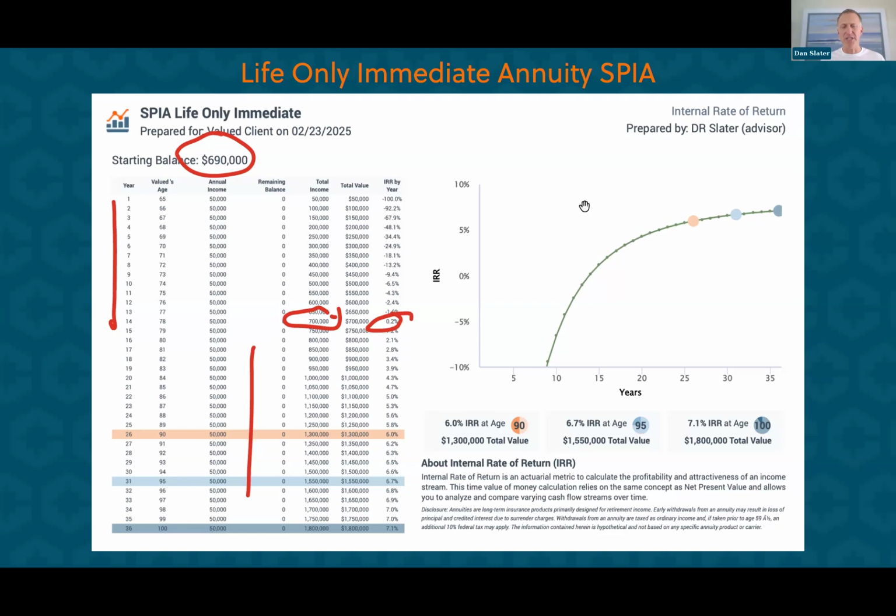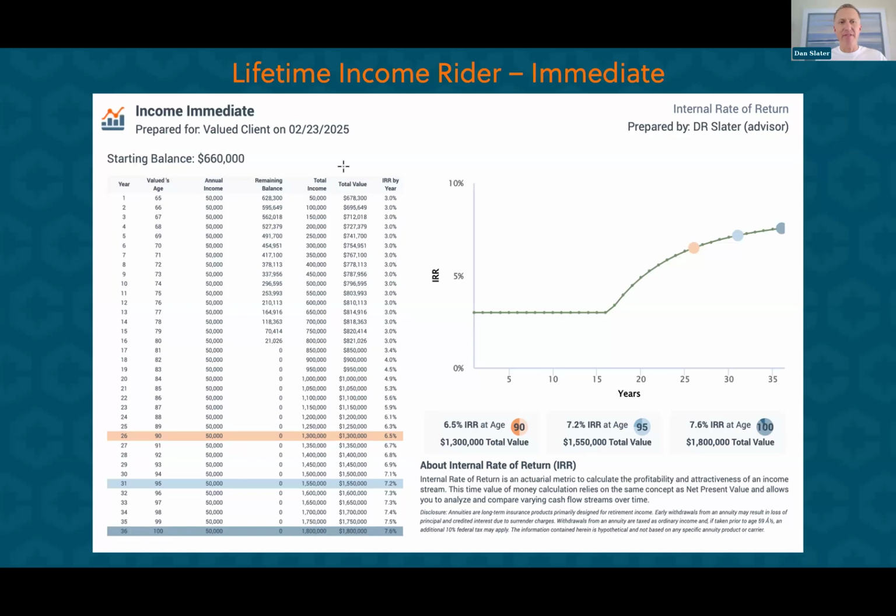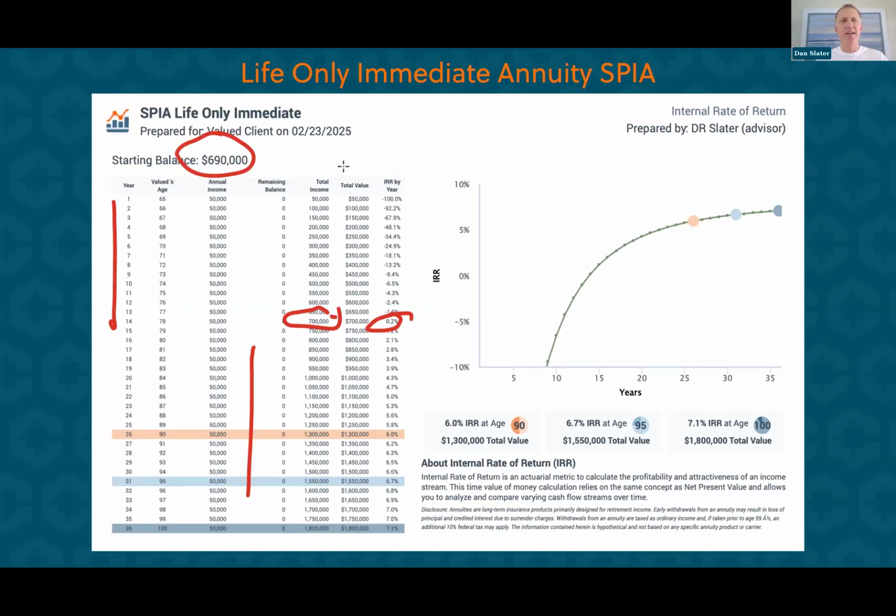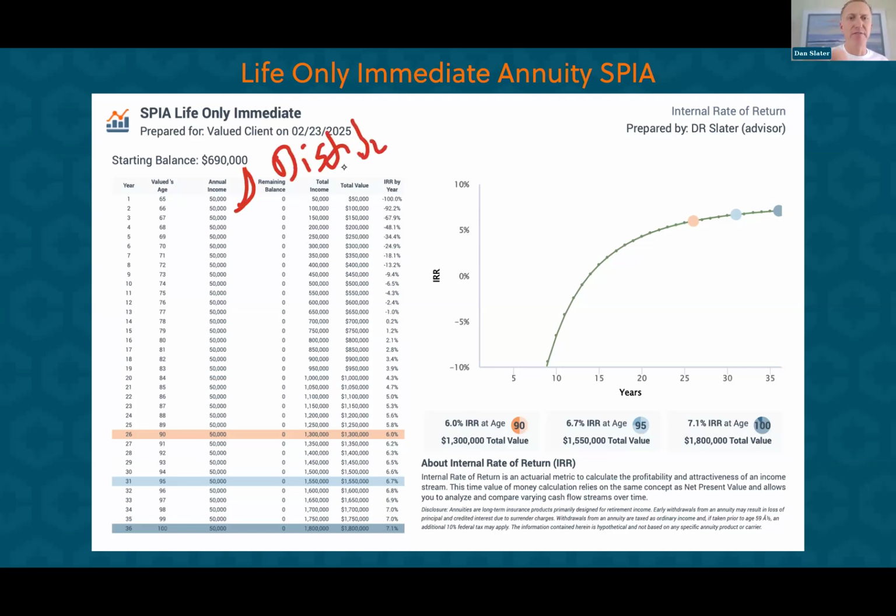There's a lot of good questions because I want to hit those before we advance. There's a lot of math going on here, right? So when we talk about the math of IRR, the math of IRR is not the math of the insurance company. The math is not the distribution rate, right? So the distribution rate is the payment divided by the premium going in.